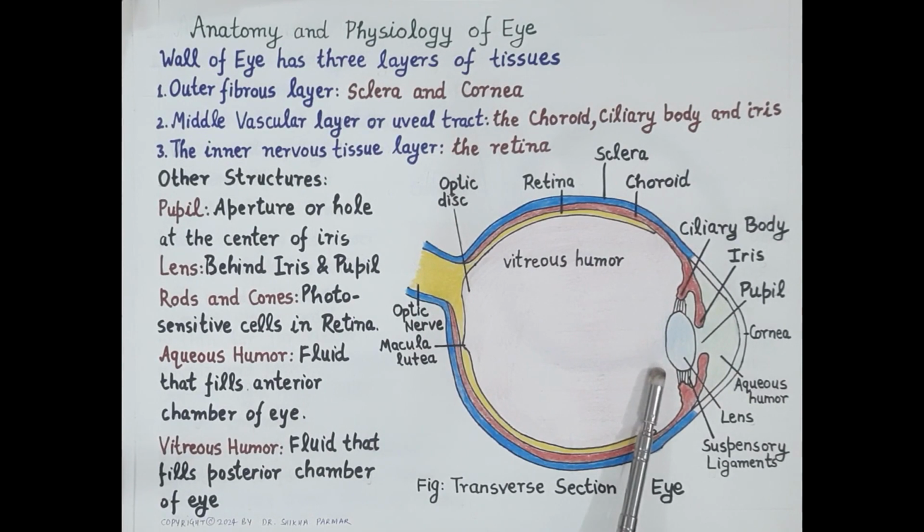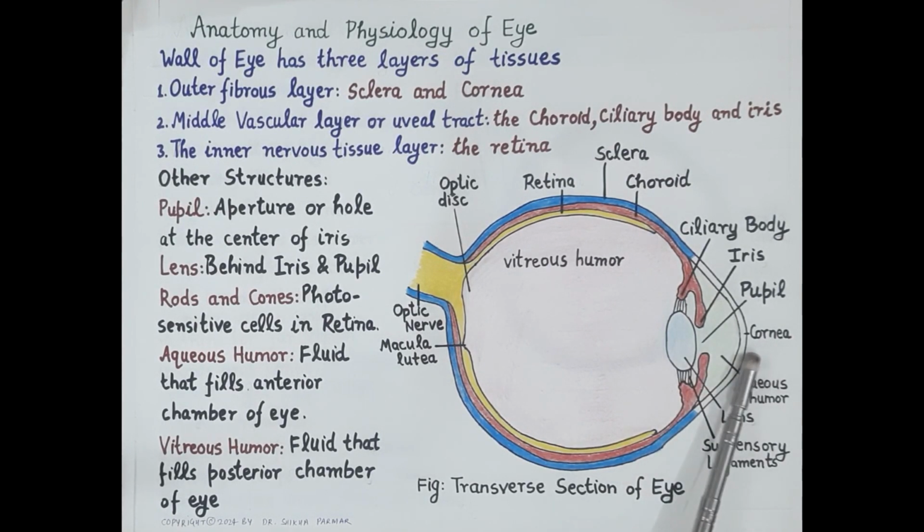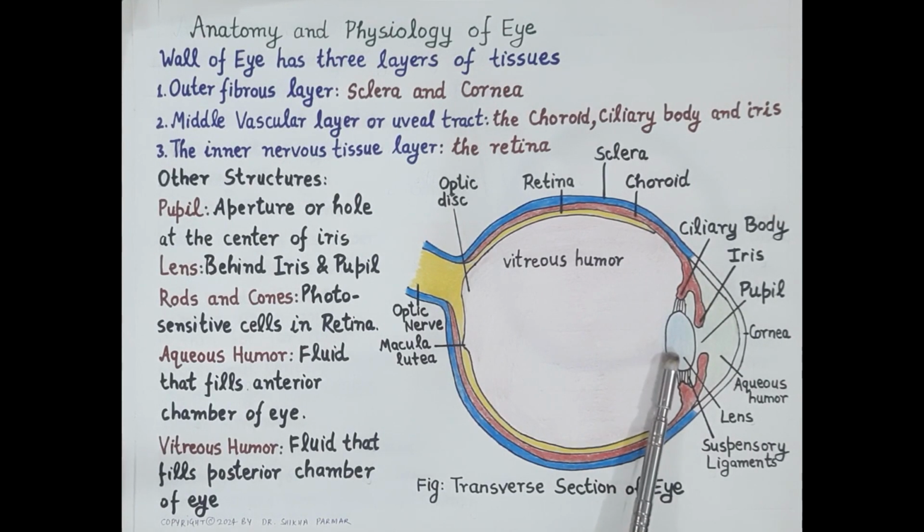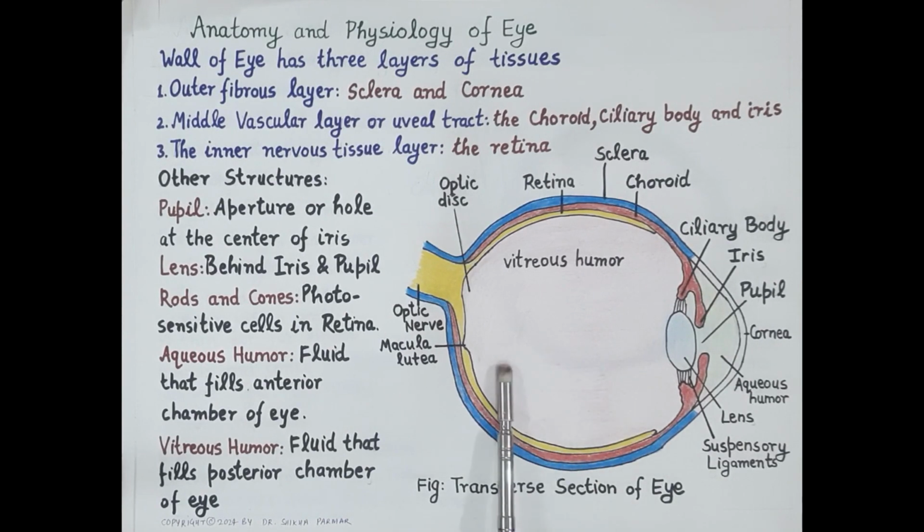Now, as already discussed, this is the lens. Now, this lens lies immediately behind the iris and the pupil. Now, as we have already discussed, light reflected from an object first falls on the cornea. Cornea bends the light rays, passes through the pupil and they fall on the lens. Now, the function of the lens is to focus those light rays on the retina. This is the function of the lens.